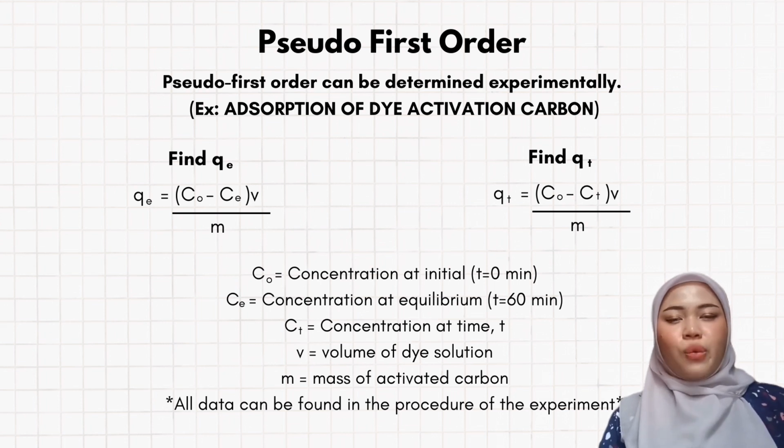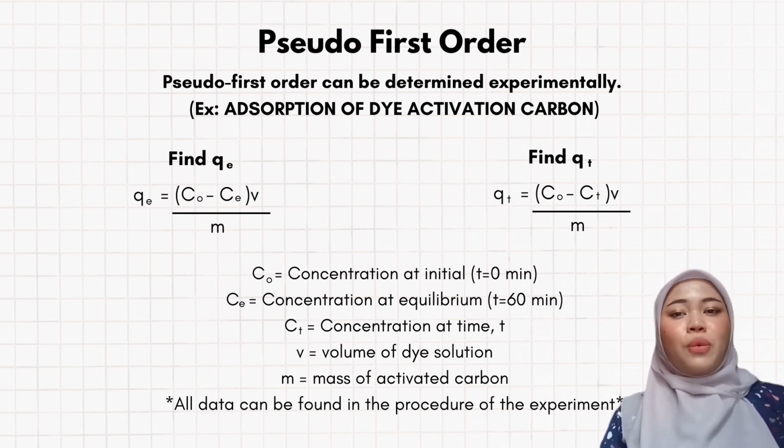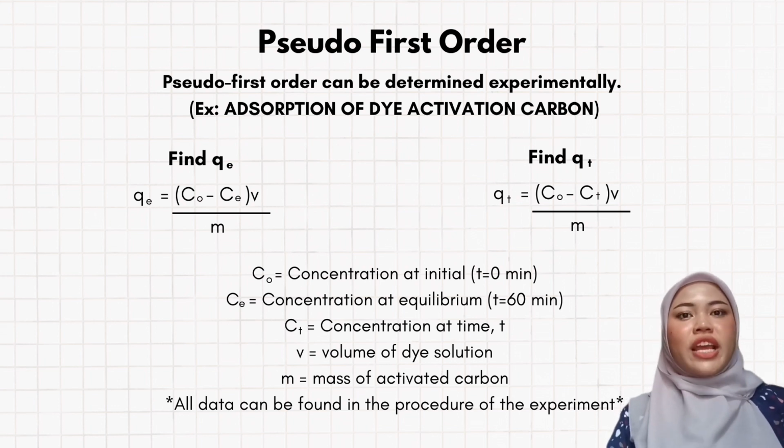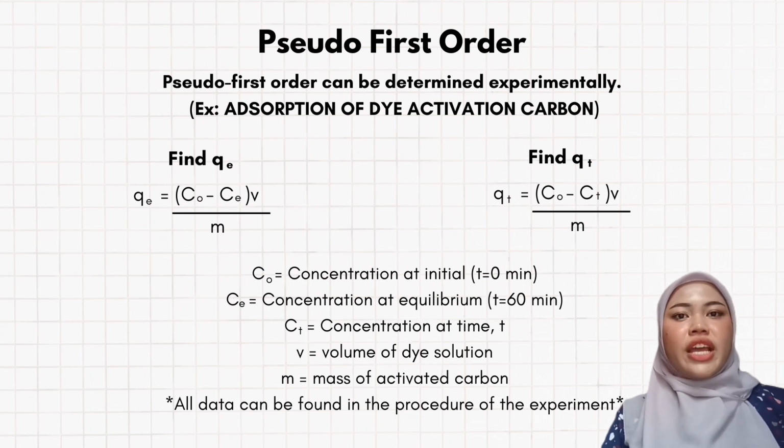To find QE, we need to multiply the subtraction of initial concentration at initial time and the concentration at equilibrium with the volume of dye solution and divide it by the mass of activated carbon. While for QT, we need to multiply the subtraction of initial concentration at initial time and the concentration at time t with the volume of dye solution and divide it by the mass of activated carbon. As shown on the slide, that is the equation for us to find QE and QT.